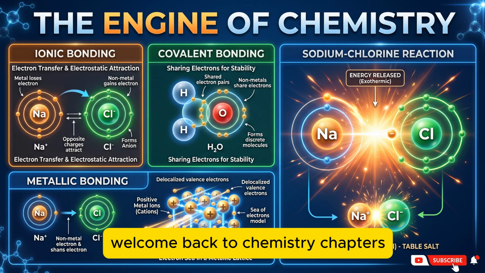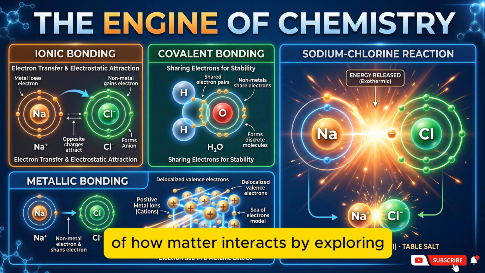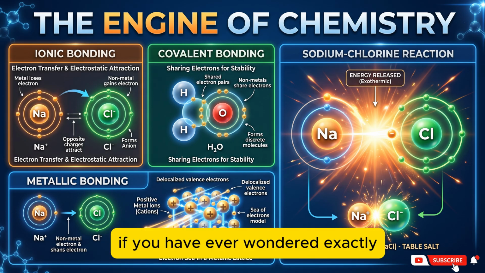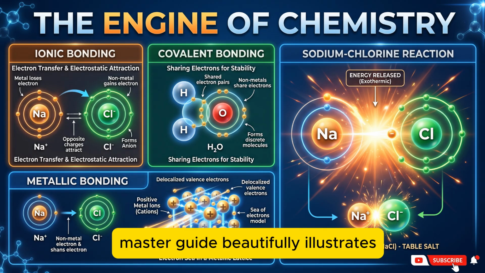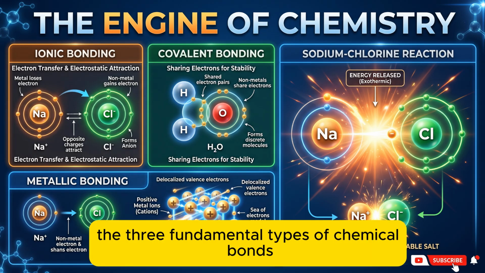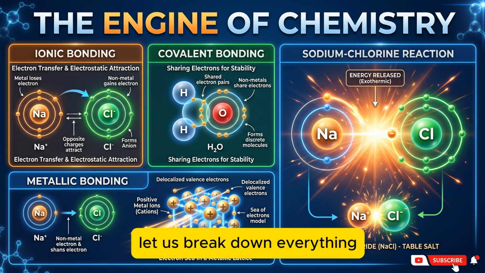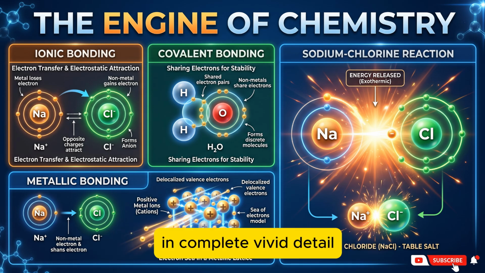Welcome back to Chemistry Chapters, and today we are unlocking the absolute core of how matter interacts by exploring the engine of chemistry. If you have ever wondered exactly what holds the universe together at a microscopic level, this vibrant master guide beautifully illustrates the three fundamental types of chemical bonds, plus a stunning real-world reaction. Let us break down everything happening in this incredible graphic in complete, vivid detail.